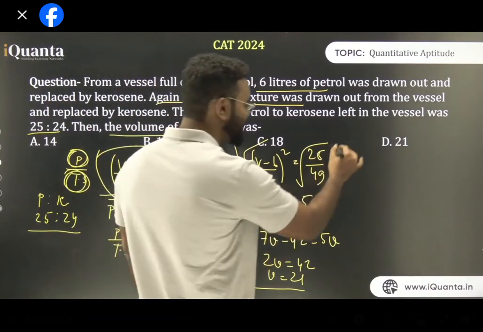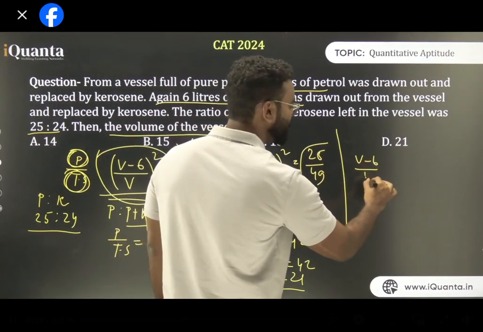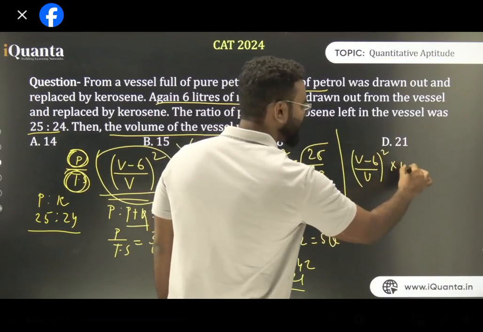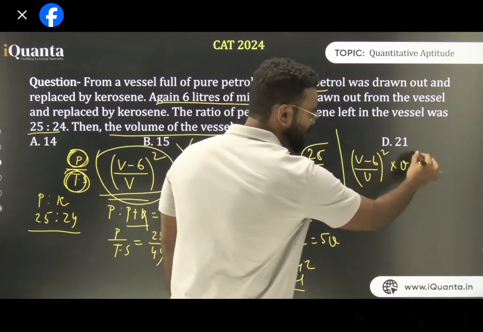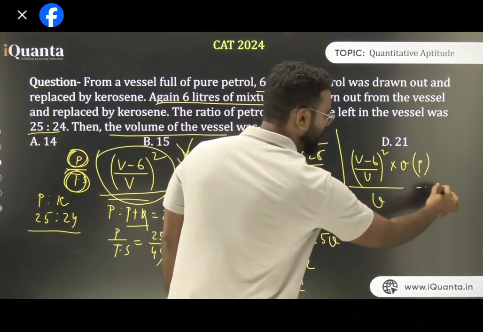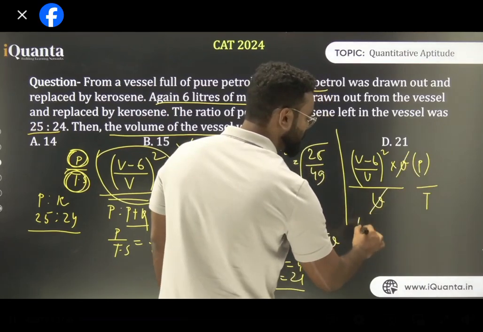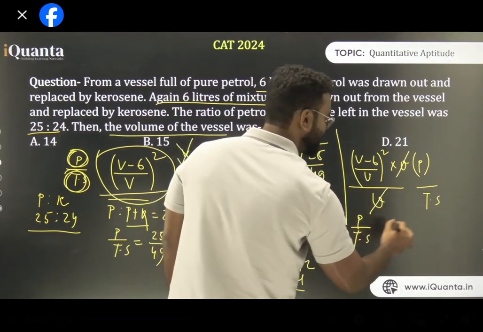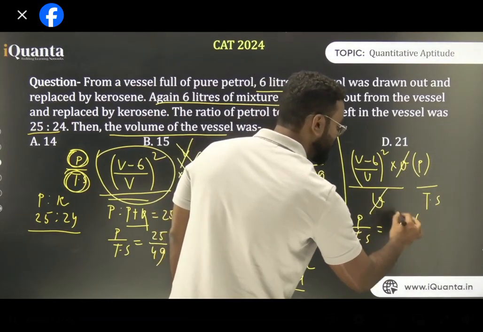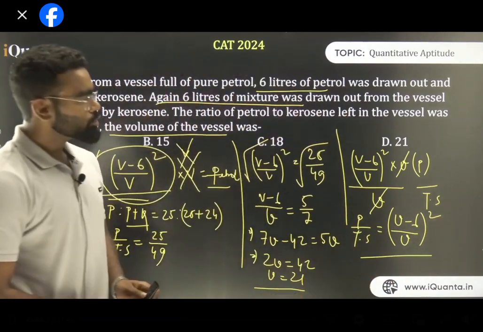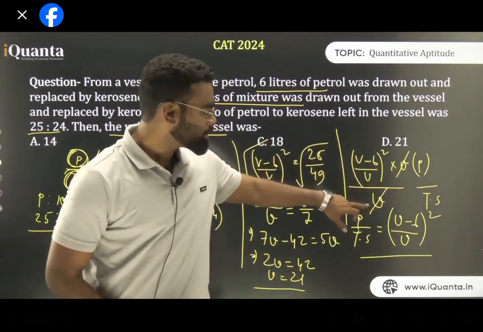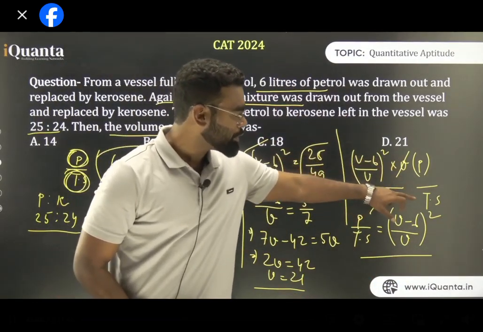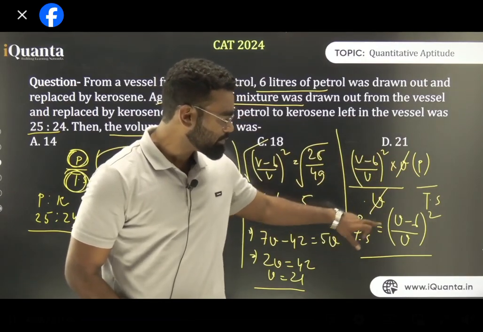If you multiply petrol also, let's see what will happen. That is v minus 6 upon v whole square into v is the amount of petrol, right? This is the amount of petrol, and divided by v is the total solution. So this v and v get cancelled out. So petrol upon total solution is basically the same as v minus 6 upon v whole square. Is it clear? So v minus 6 upon v whole square into v is the petrol, and total solution is v. If I do petrol upon total solution, this v and v get cancelled out, so petrol upon total solution is v minus 6 upon v whole square.